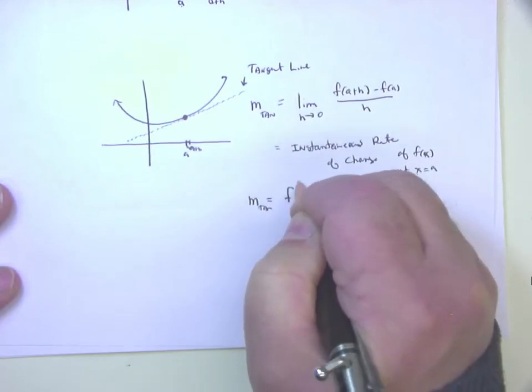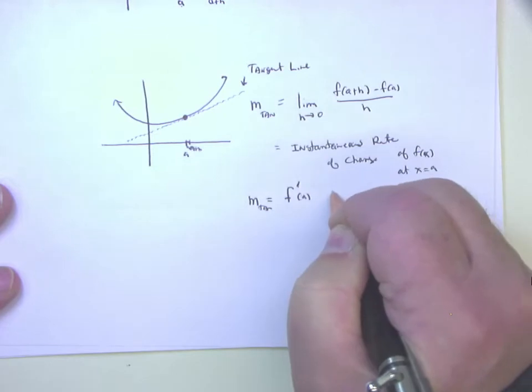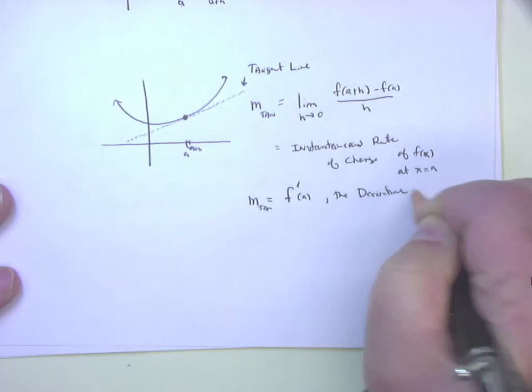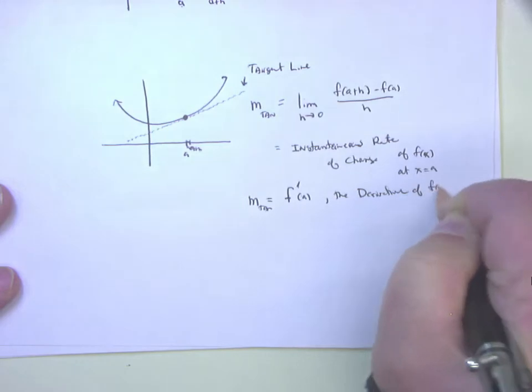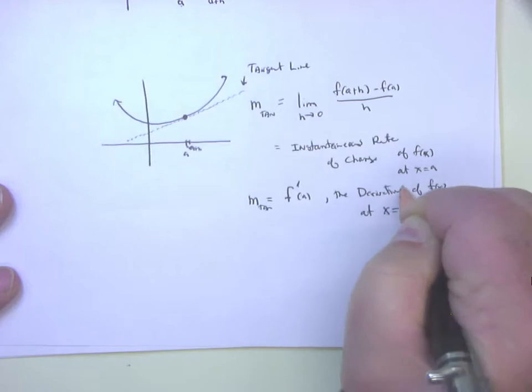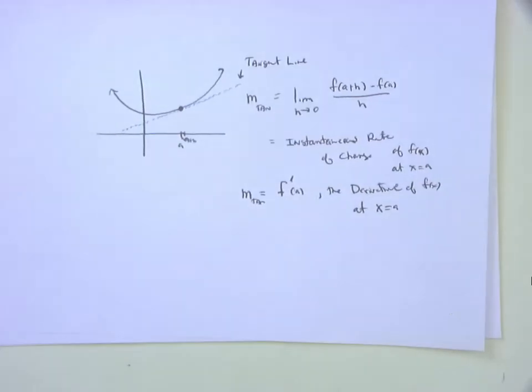It's f prime of a. The derivative of f of x at x equals a. And the symbol for that is f prime of a. This is the definition of derivative. It is this instantaneous rate of change. Okay?